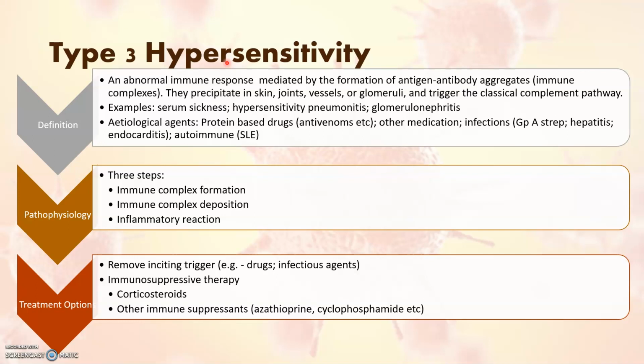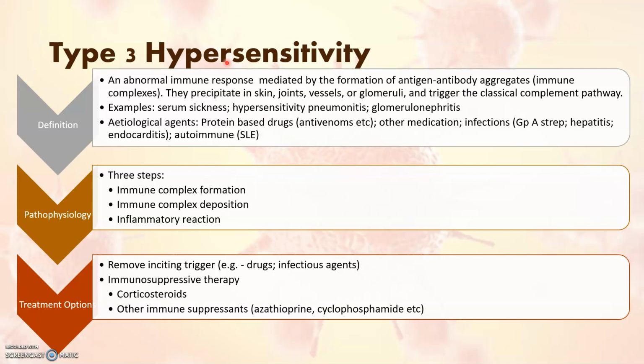The deposition of these complexes can then trigger the classical complement pathway and produce an immune response this way. Remember, when the complement pathway is triggered, that then leads to the release of chemotactic factors and inflammatory mediators and can produce an inflammatory response in that way. Some examples of type 3 hypersensitivity include serum sickness, pneumonitis, and acute glomerulonephritis.